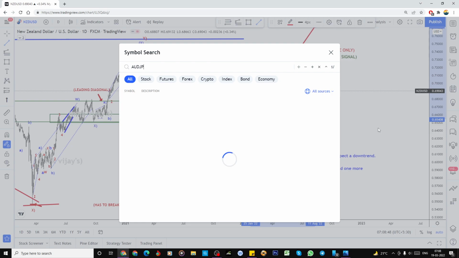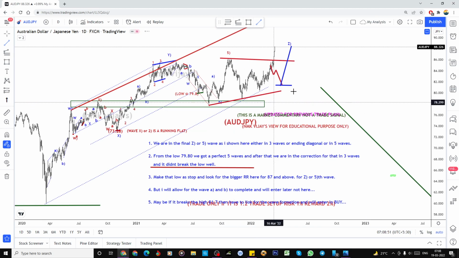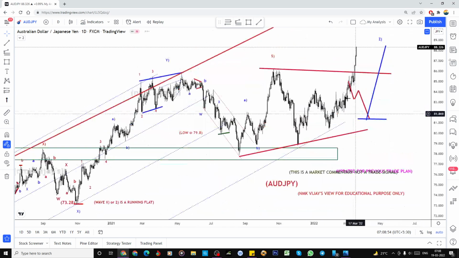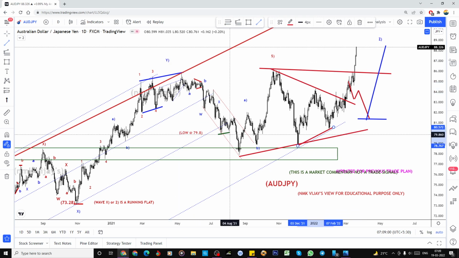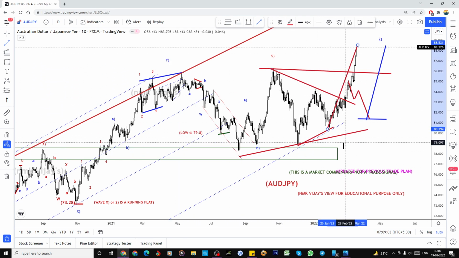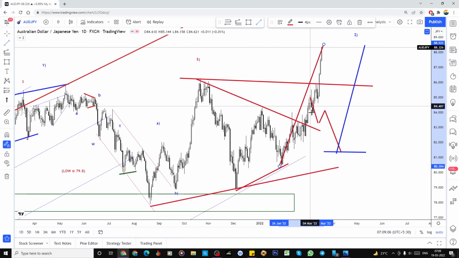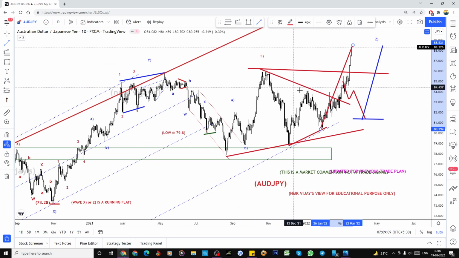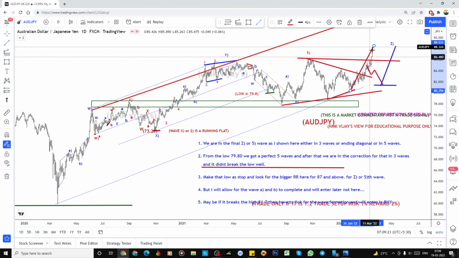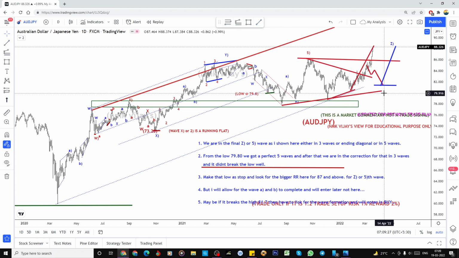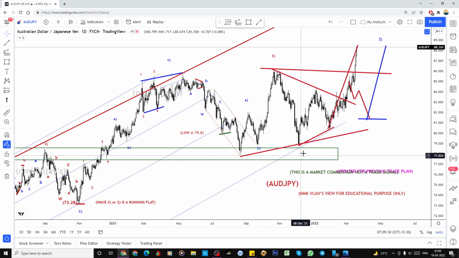All minor pairs, AUD JPY. See what I expected here, maybe one more, or if this is the triangle completed, A, B, C, D, E, and this is the one impulsive wave. So there are still chances for this also, right? And it already did here A, B, C, D, E, and this is the impulsive wave. So these are all the intermediate waves, and it will keep going along with this to reach the target of 90 and above.